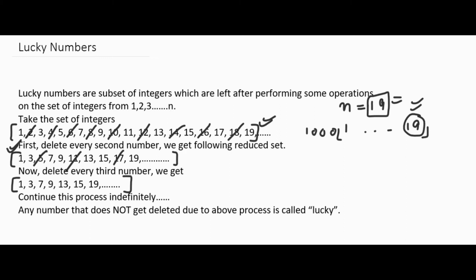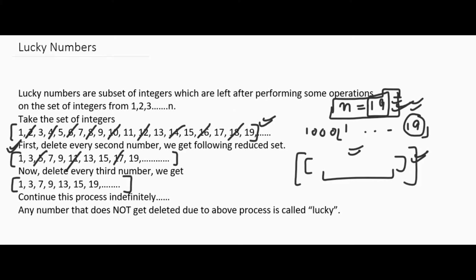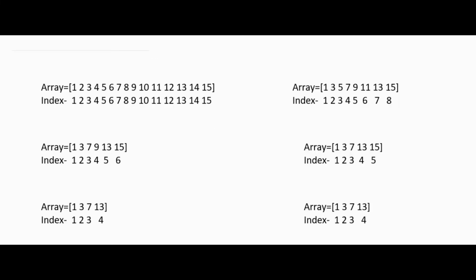After these operations, the numbers that are left at the end, which never get deleted in this process, are called lucky numbers. We will be given some number, let's say n, and we have to tell whether this number is lucky or not. That means whether it is left in this set after performing these operations or not. Now let's take one example and understand it better. Let's see for n equal to 15. We have to tell if 15 is a lucky number or not.